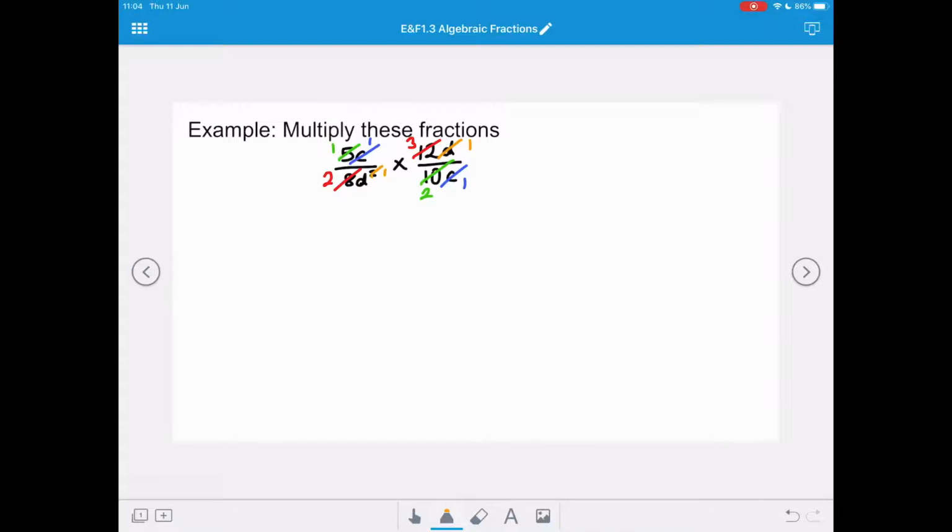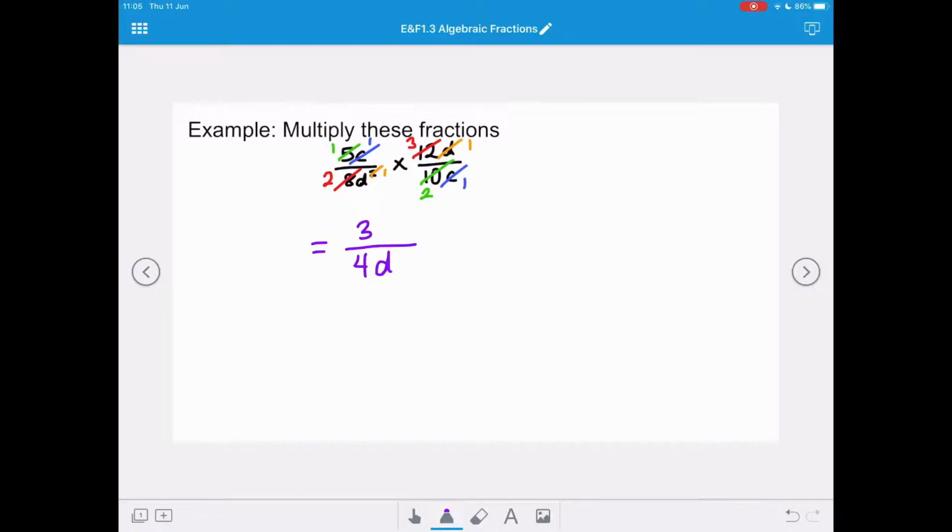So now we need to multiply the numerators together. So we've got 1 times 1 times 3 times 1. So that's going to give us a numerator of 3. And our denominator is going to be 2 times d times 2 times 1, which is going to give us 4d. Then we're going to check to see if we can simplify it any further, but our answer is going to be 3 over 4d.